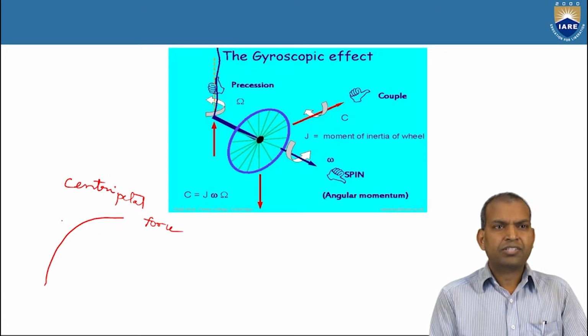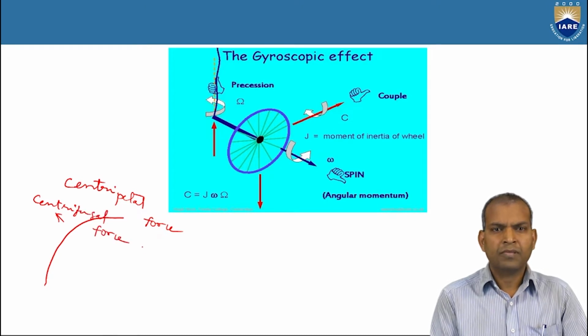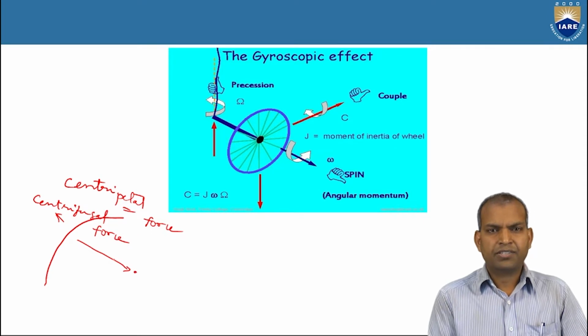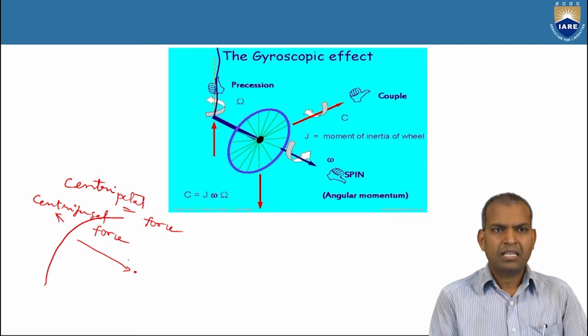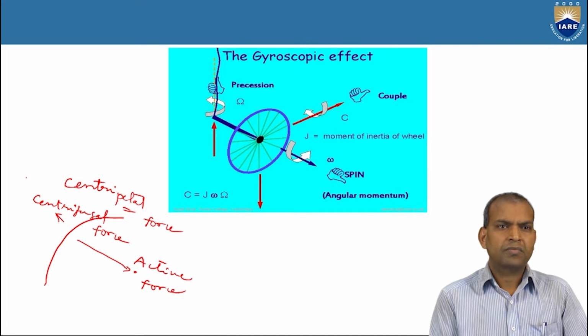When the force acts outside the radius, it is called centrifugal force. This centripetal force acts in the direction of the radius, towards the center. The centripetal force is called the active force, whereas the centrifugal force is called the reactive force.